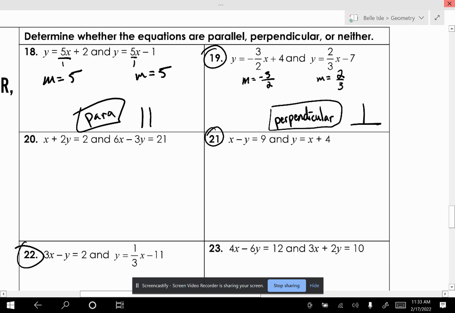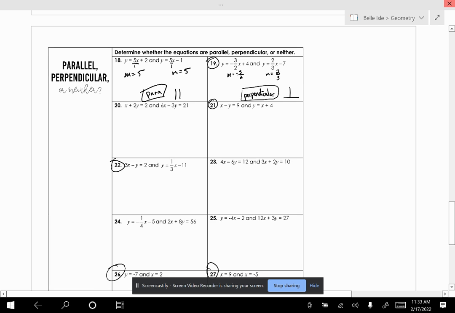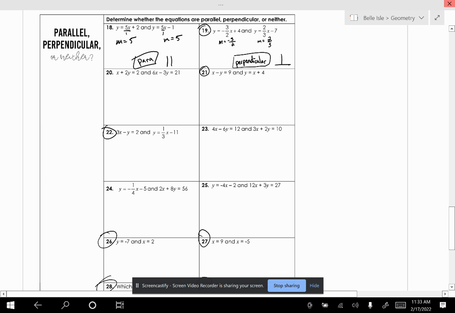Did, and then 19, 21, 22. And then pick between 26 and 27. And then pick between 28 and 29.